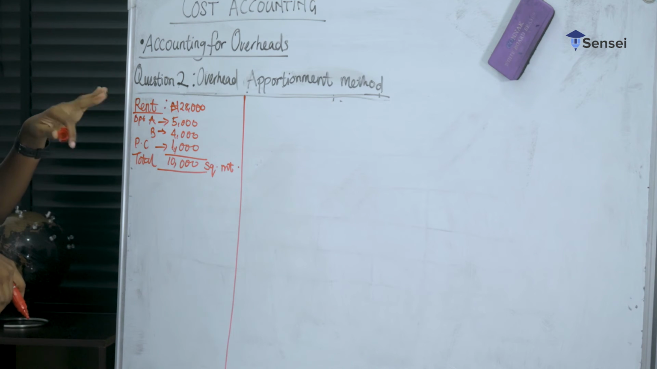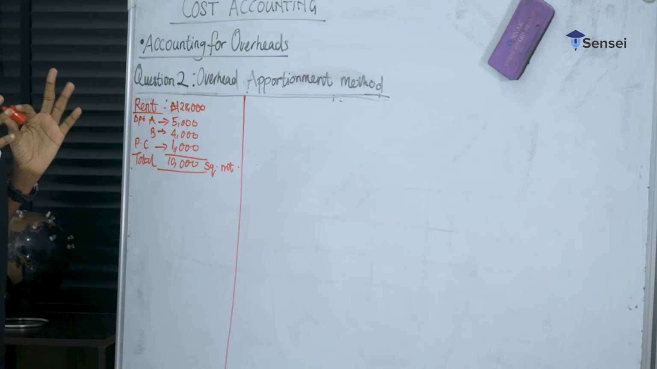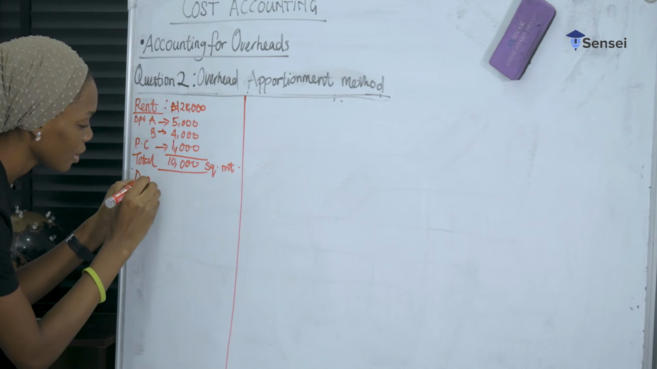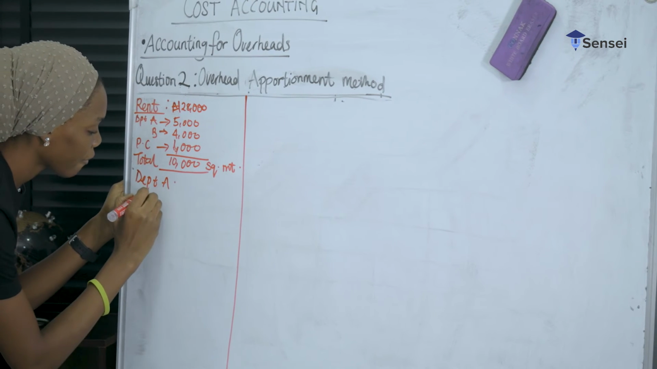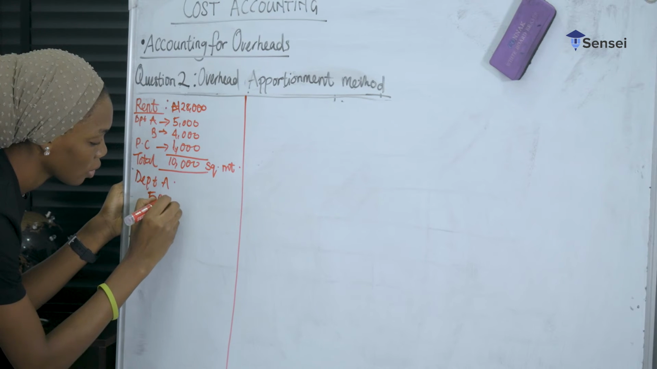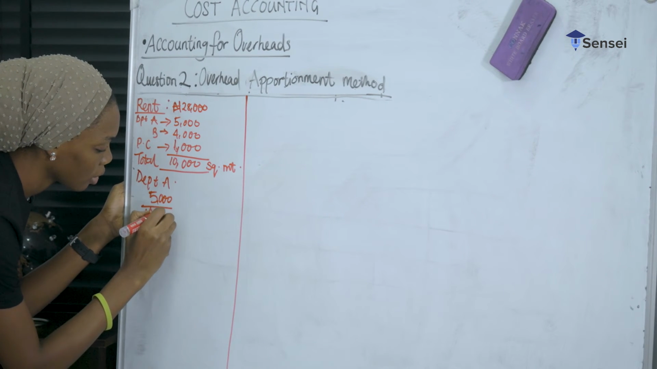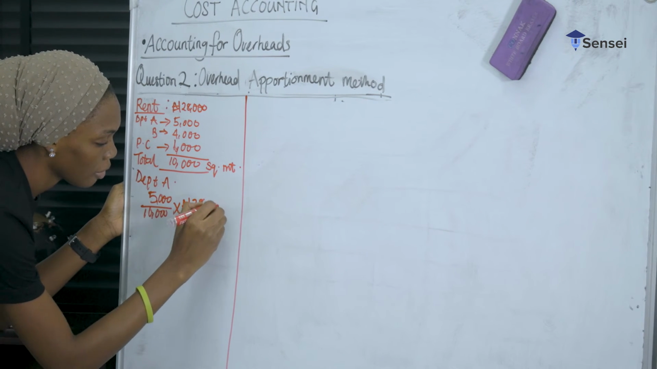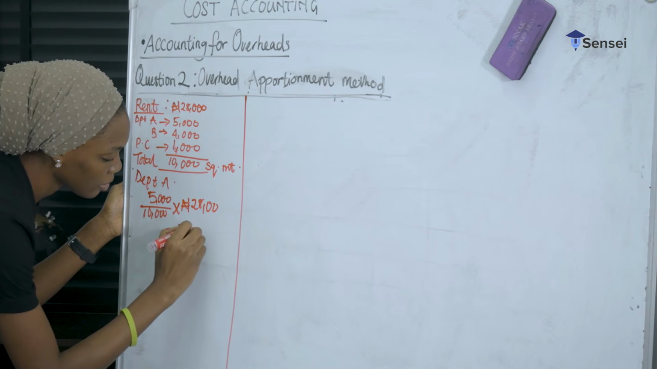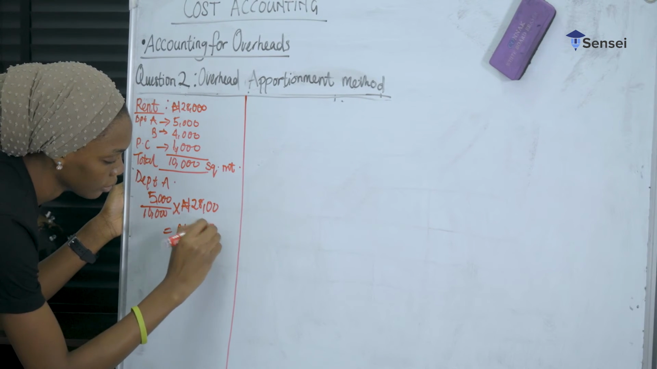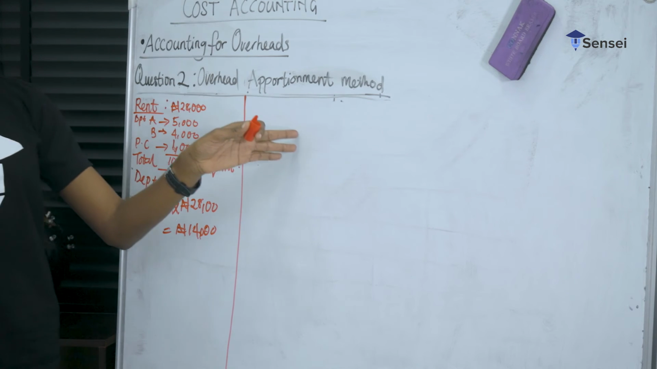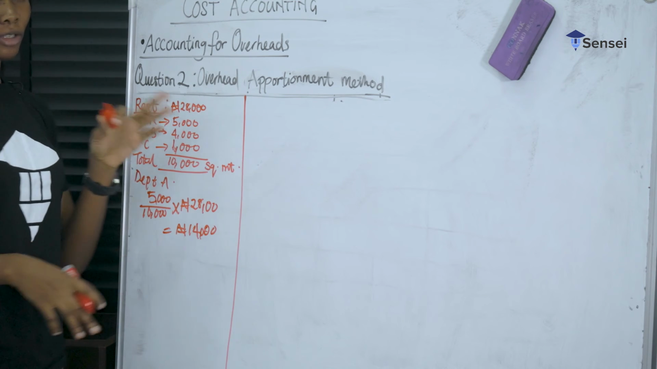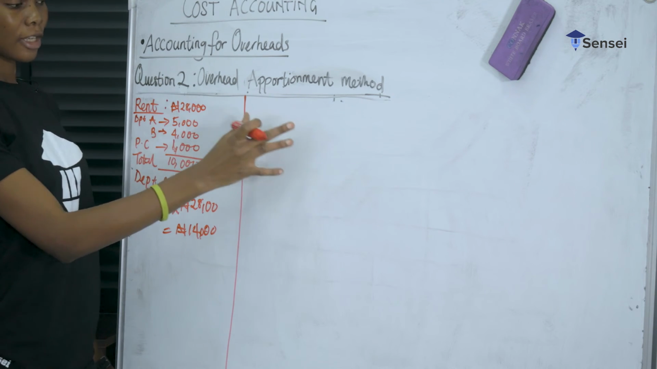So to calculate the rent cost that can be apportioned to Department A, we have 5,000 square meters over 10,000 square meters multiplied by the cost of rent, that's 28,000 naira. And this gives us 14,000 naira. This is how we arrive at the 14,000 naira being written for Department A under rent.